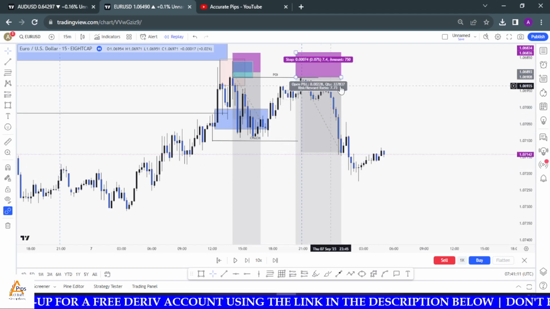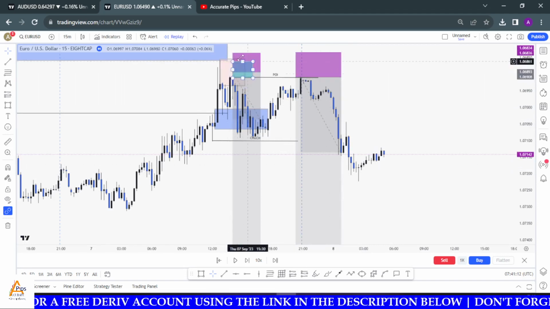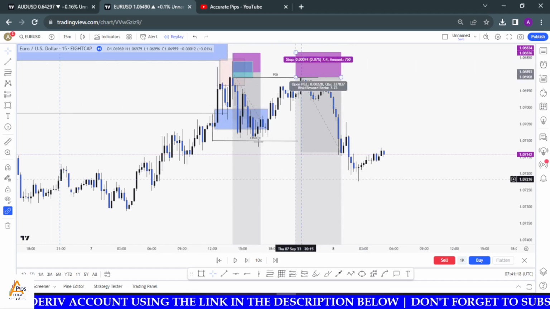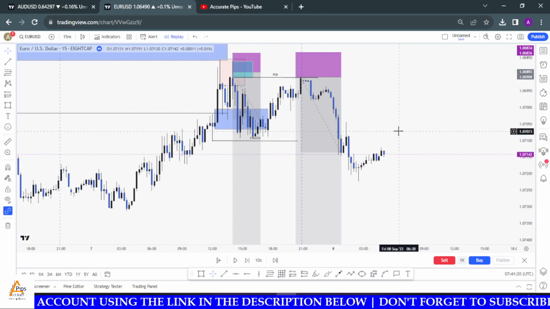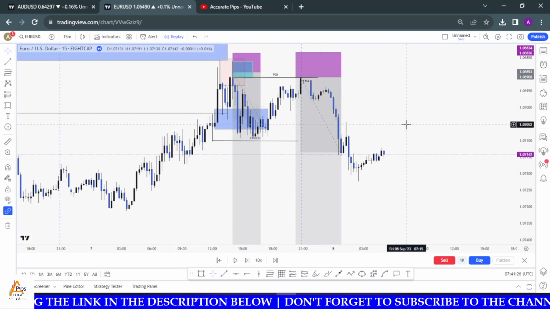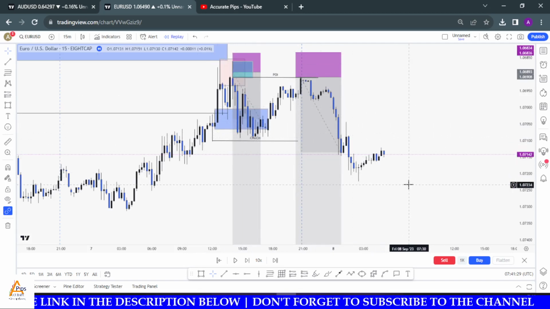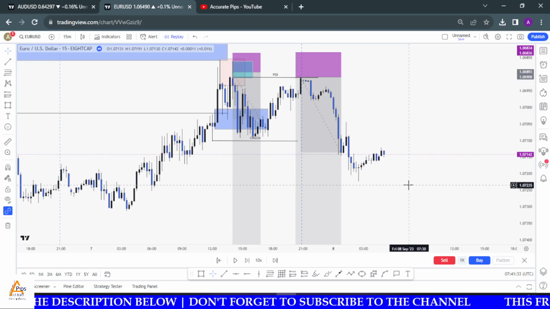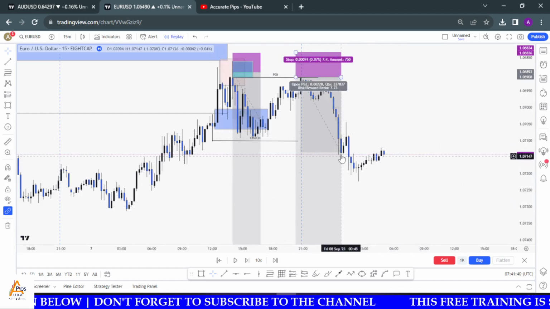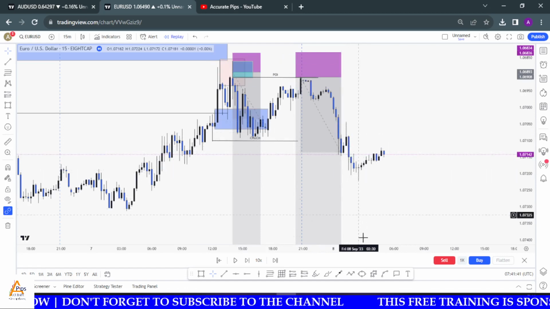Remember, here was what? A sweep. Here was what? Also a sweep. Now we've changed character. So what do we do when we have a sweep and then we change character? We look for our nearest zone, and this time we don't need to wait for inducement. But if inducement is there, fair enough. So in this case, after the break, this is our valid pullback.